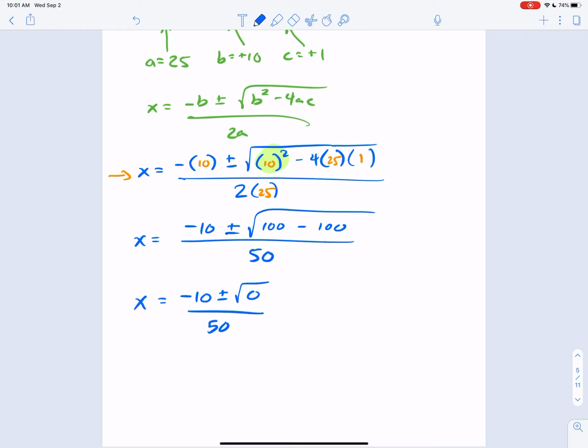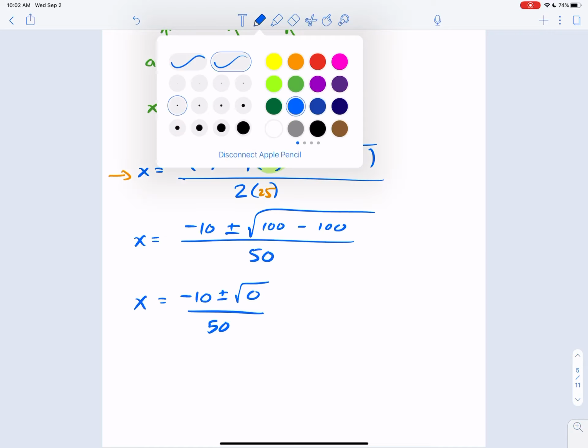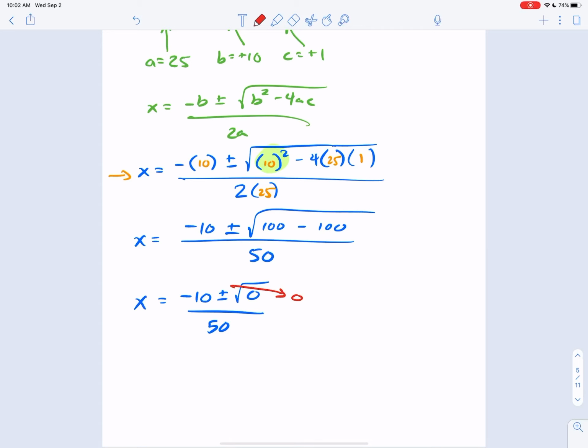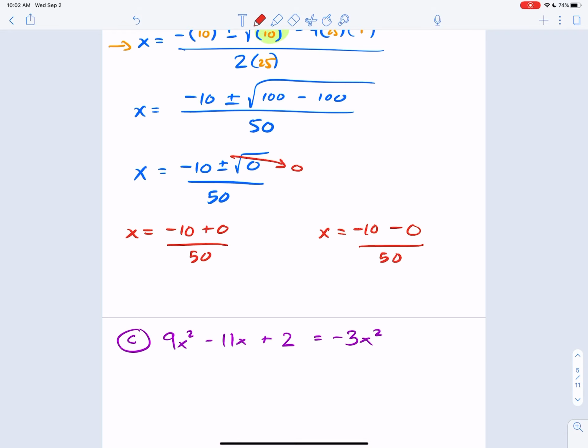Okay, so here's the thing. What's the square root of 0, right? What number times itself will give you 0? Pretty easy. That's just 0. Okay, so you're left with this. You're left with x equals negative 10 plus 0 over 50, or x equals negative 10 minus 0 over 50. Well, it doesn't matter if you add or subtract 0, right? You're just going to get the same thing. So you're just going to get negative 10 over 50 here. And coincidentally, you'll also get negative 10 over 50 here.